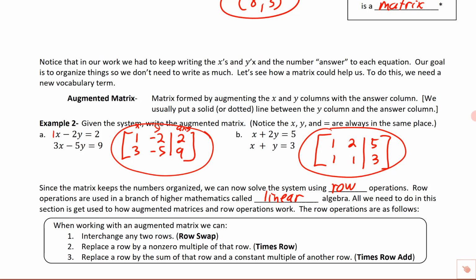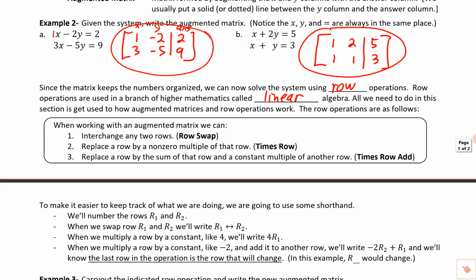So the row operations are as follows. There's 3 of them. When working with an augmented matrix, here are the 3 things that we can do. We can interchange any 2 rows, so we can switch row 1 with row 2 or vice versa, or row 3 if we've got 3 of them. We can replace a row with a non-zero multiple of that row. So this is called row swap. This one's called times a row. We're just going to come up with a little shorthand here. And then we can also replace a row by the sum of that row and a constant multiple of another row. So we're going to take a row, multiply it by something, and add it to something else.